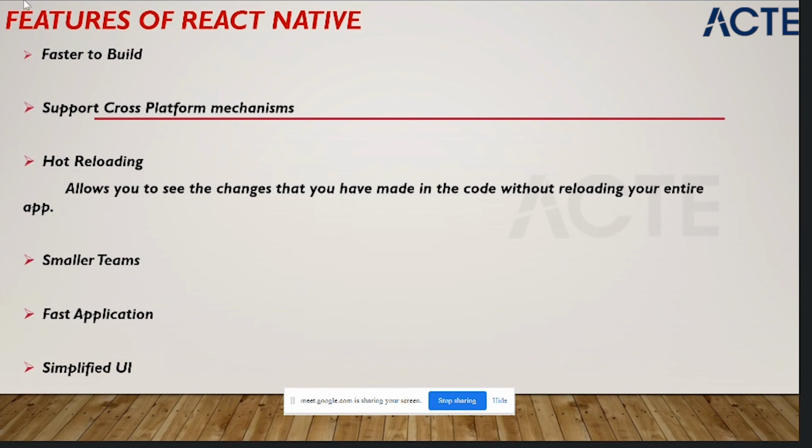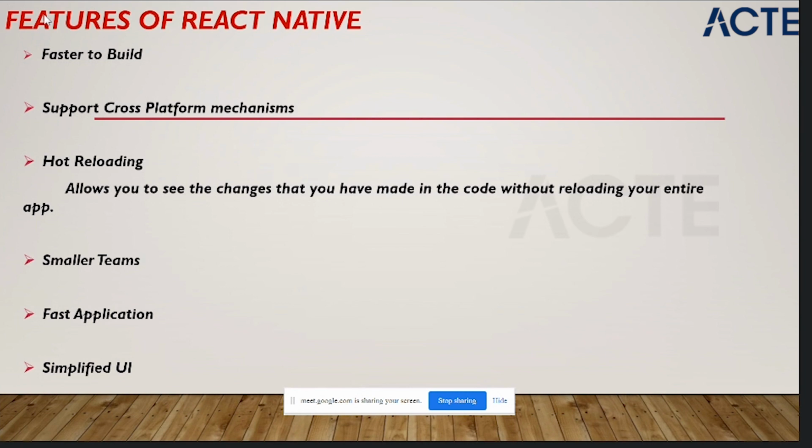Let's say I want to see the right hand corner with some logo. Immediately you can make the change in your source code, and that entire page can be seen visibly, rather than debugging and then building up the code, which is not the case here. Then it's used in smaller teams.